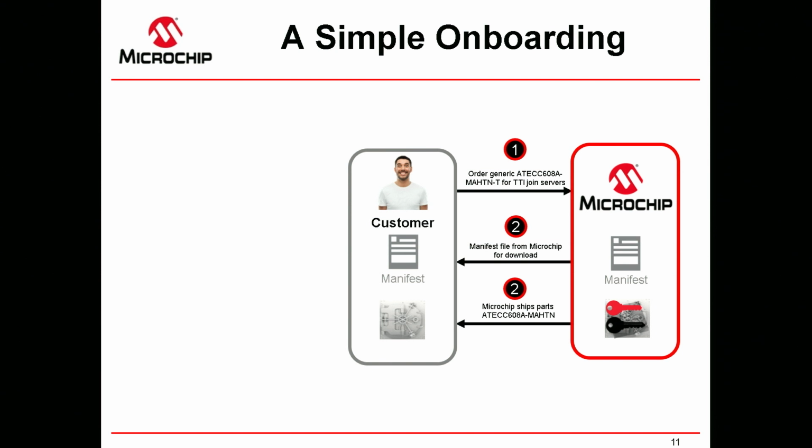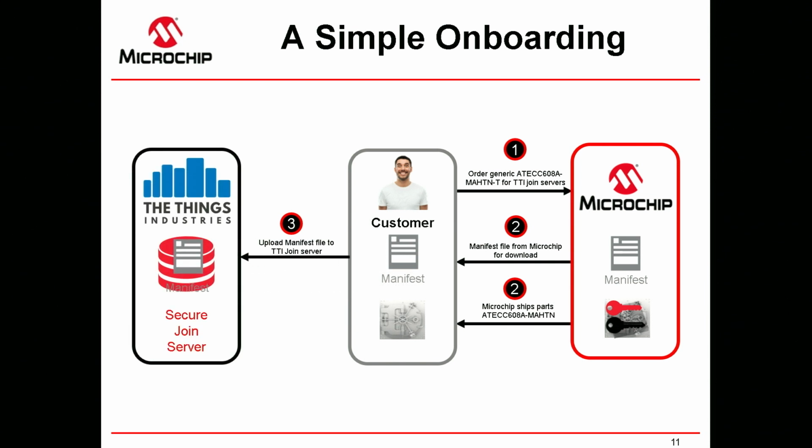Once everything is in the hands of the customer, the file and the secure element, there are two more steps. The customer needs to upload that file, that manifest, on the join server of TTI. So now, the chain of trust is not completely established yet. We're missing something. That is where the whole value of the system kicks in.